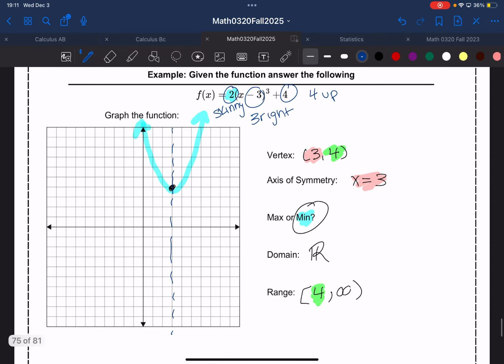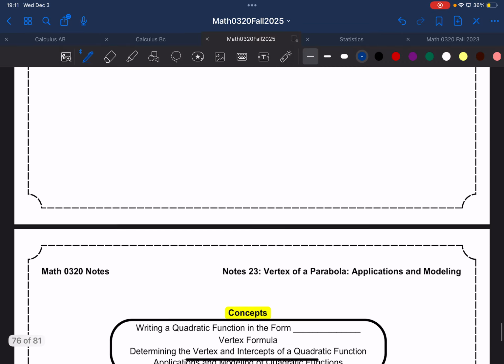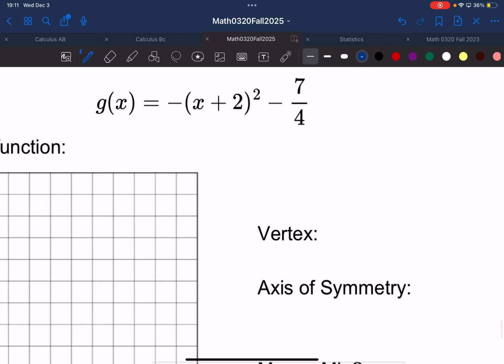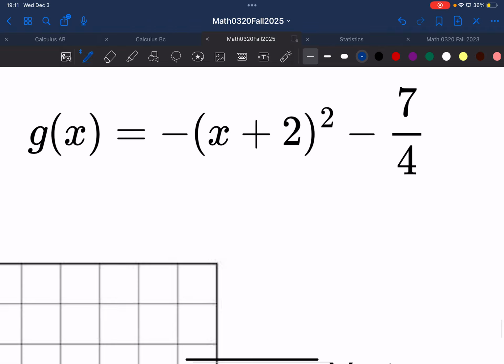Okay, let's look at the last one. Yes, the last example. If you want to do that first, that would be a great thing to start with: just look at this function and label everywhere that it's changing. So this negative tells us what? A maximum. It's going to be a maximum because it's facing down. Do we have any other a value besides that negative? Technically a 1, right? So is this going to determine if it's fat or skinny, or is it just normal? Normal, right? We don't have anything determining fat or skinny.